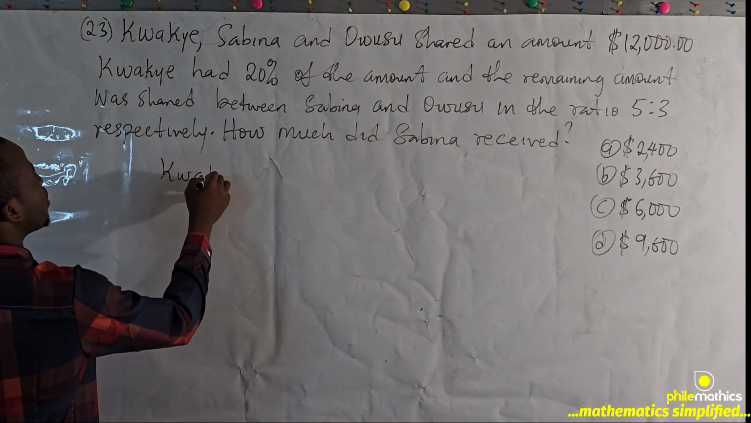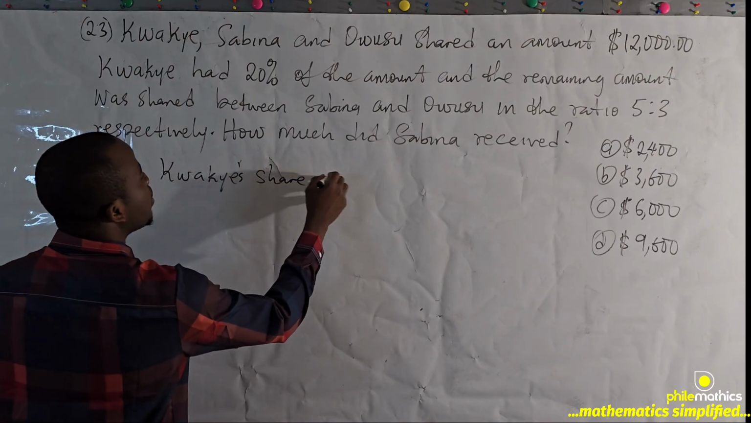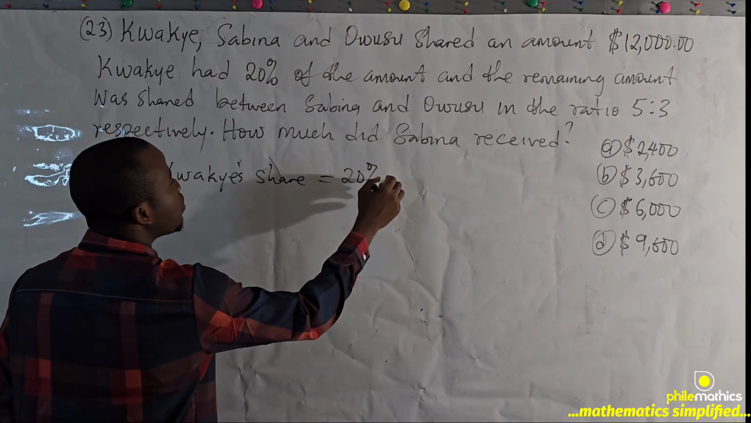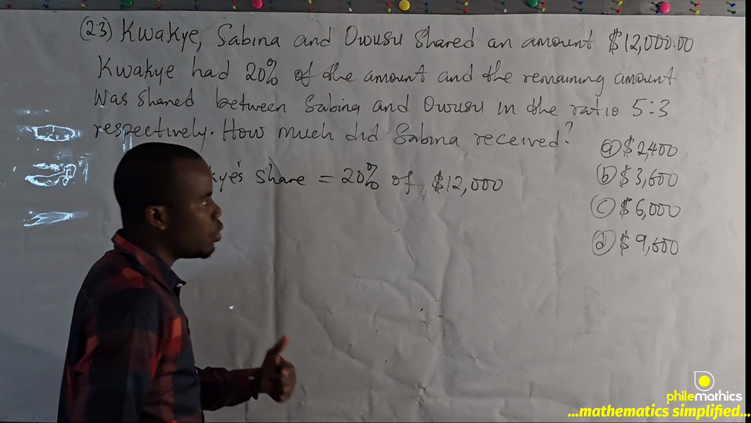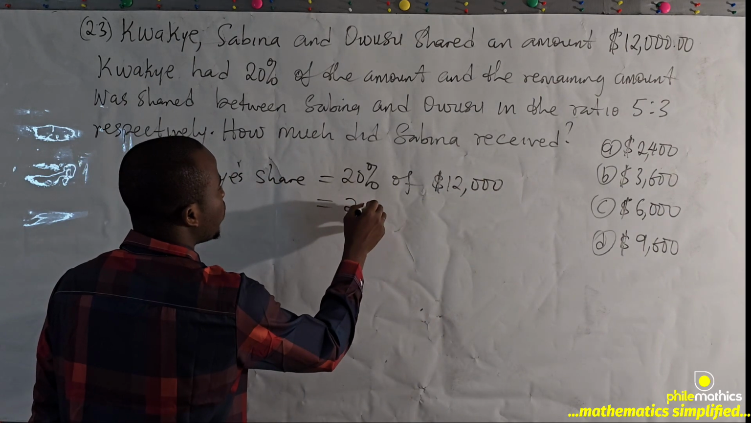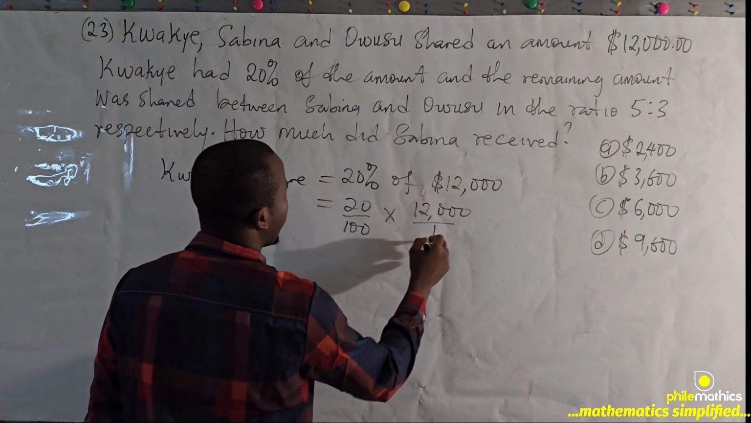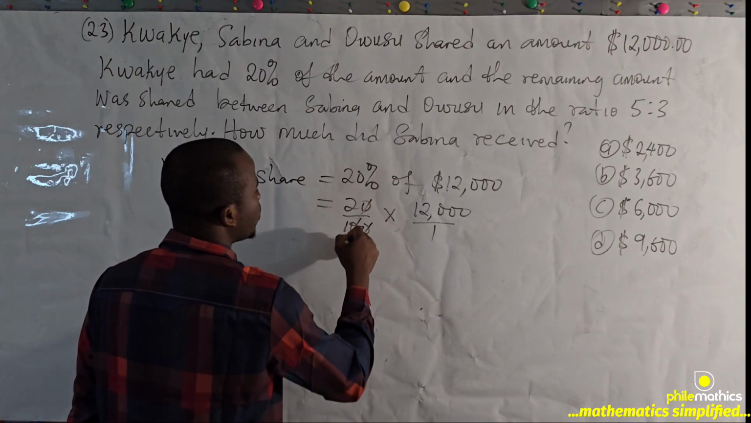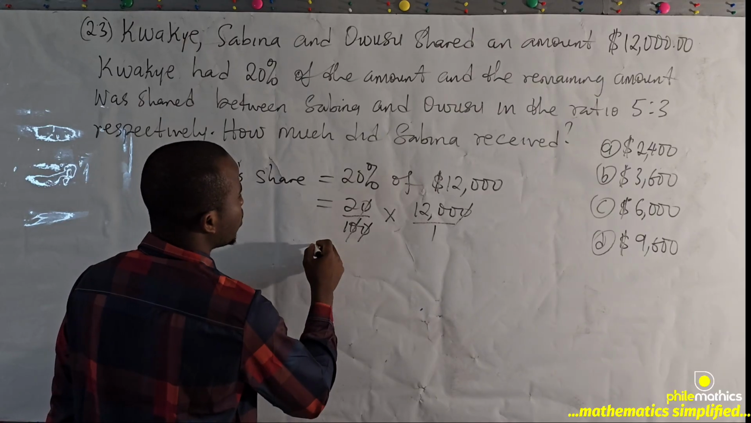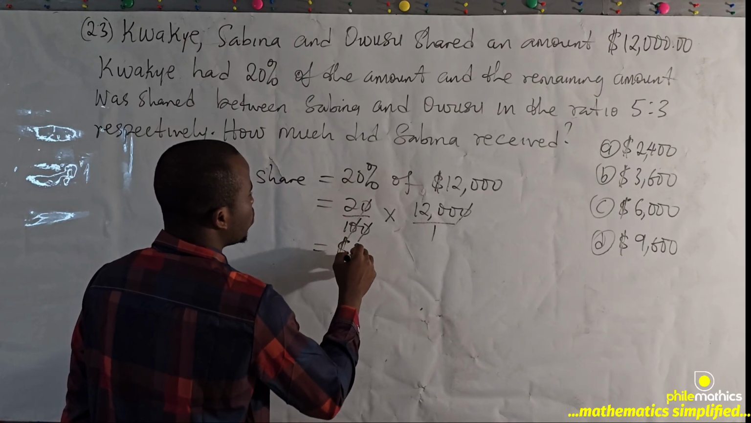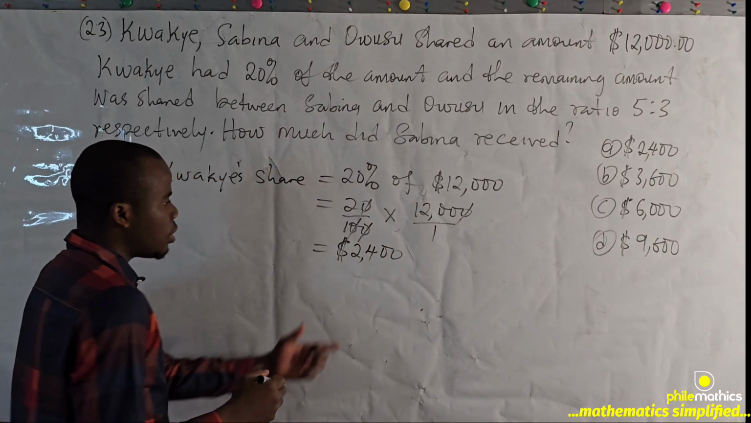Kwakwe's share is simply 20% of $12,000. So this is how you solve this line by line. This is 20 over 100 times 12,000 over 1. And 2 times 1,200 is $2,400. This is Kwakwe's share.